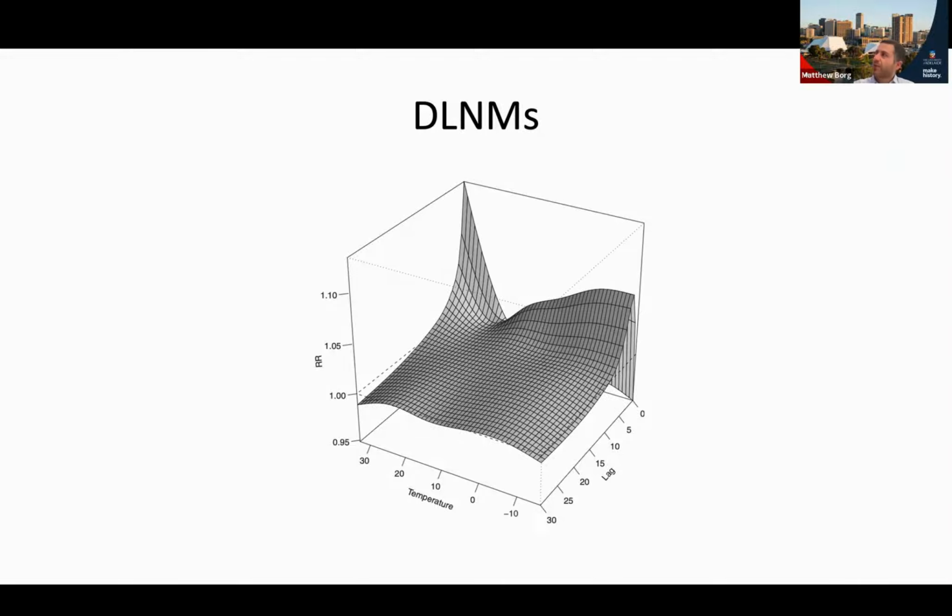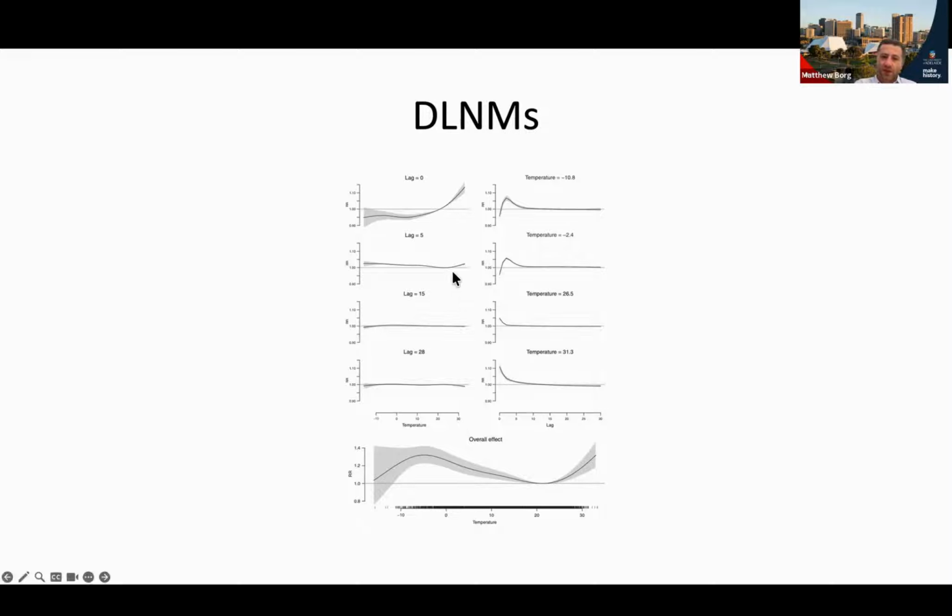This can be quite difficult to read, so it can also be helpful to break this up into 2D plots. The first four figures here show, at a certain lag value, say 0 days, 5 days, 15 days, 28 days, what the temperature response relationship looks like. And you can do the same for lag: at set temperature values, look to see how the lag response changes over time.